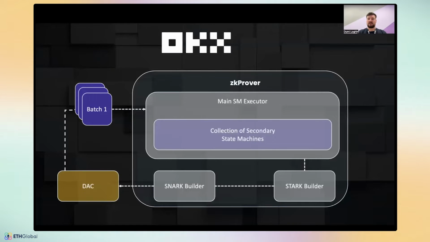So in regards to the zero-knowledge proof technology behind X1, we use the state-of-the-art Polygon ZK prover. This component takes batches of transactions and generates the zero-knowledge proof for them. But first, it executes these transactions using an executor that consists of a main state machine executor and a collection of secondary state machines for other components such as the stack and different hashing mechanisms.